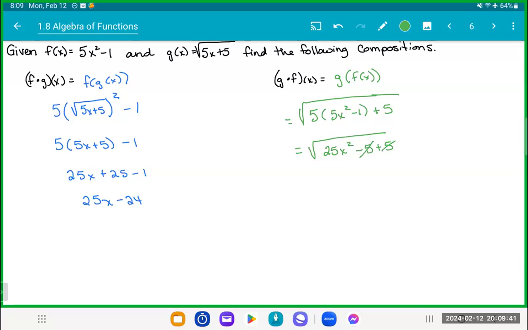Those cancel out with each other, and it leaves us with the square root of 25x squared. And so the square root of 25 is 5, and for the square root of x squared, we're going to just put an absolute value of x, because remember, it could be negative 2. It could be a negative x times negative x, or positive x times positive x. When we take a square root of a squared variable, we just bring that out into an absolute value sign. Okay.